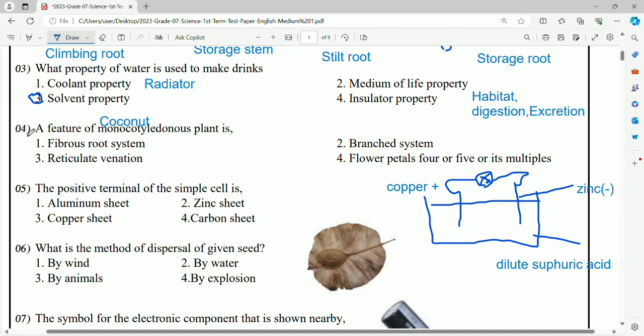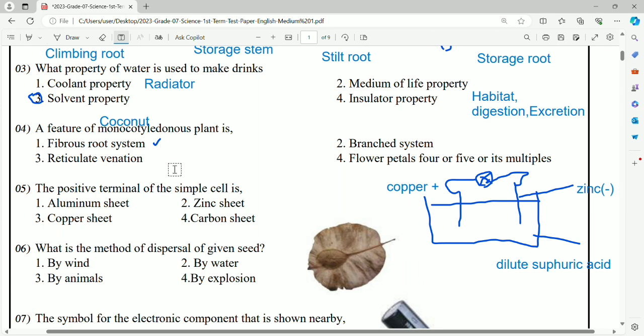So let's move to the fourth question: a feature of monocotyledonous plants. Monocot example: coconut. You have to remember coconut is a monocot. The coconut plant has a fibrous root system and parallel venation, not reticulate venation.